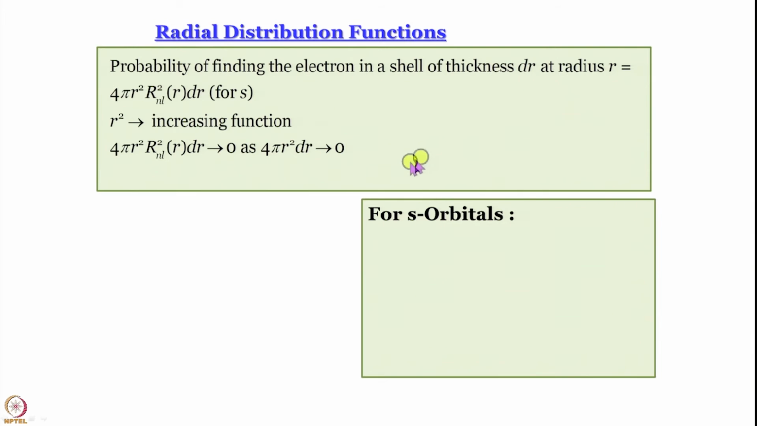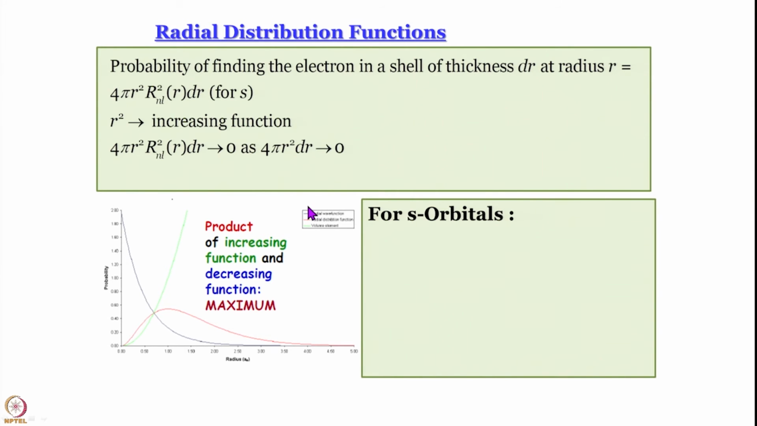So, now see, since r square is 0 at r equal to 0, this product 4 pi r square capital R square dr becomes 0 at r equal to 0. So, this is what we get. So, actually the maximum is somewhere in the middle. Maximum probability would be somewhere in the middle for 1s orbital. For 2s orbital, we are going to get a little more interesting plot.